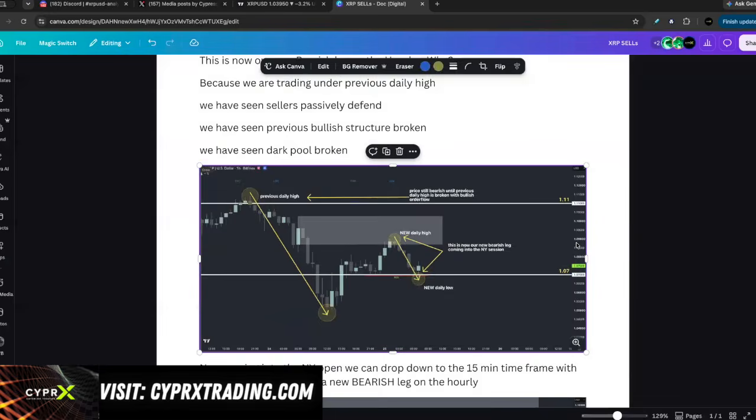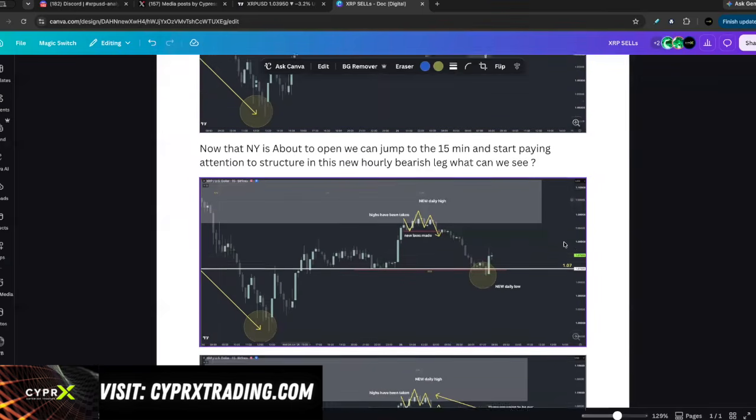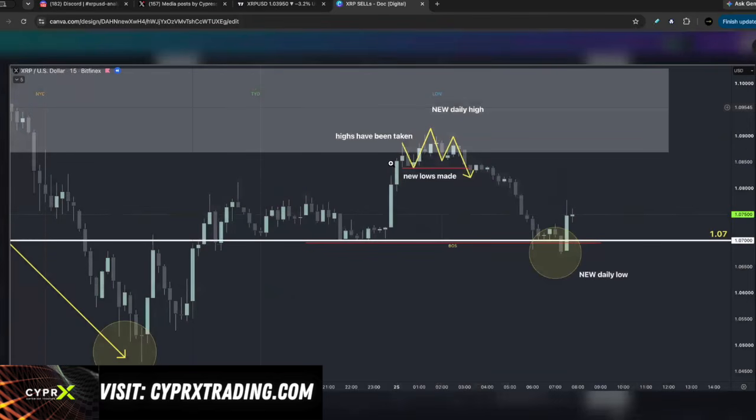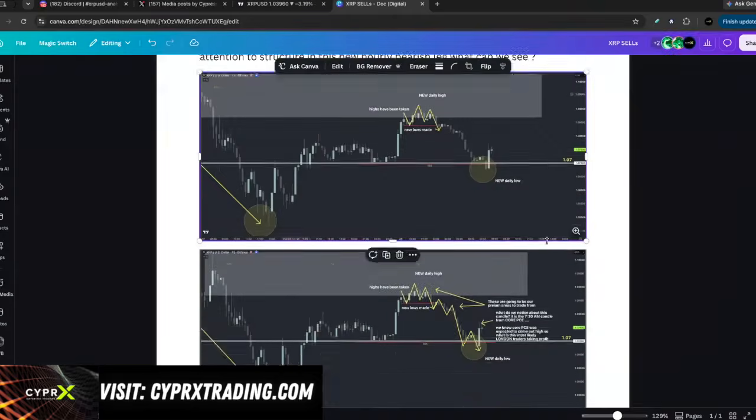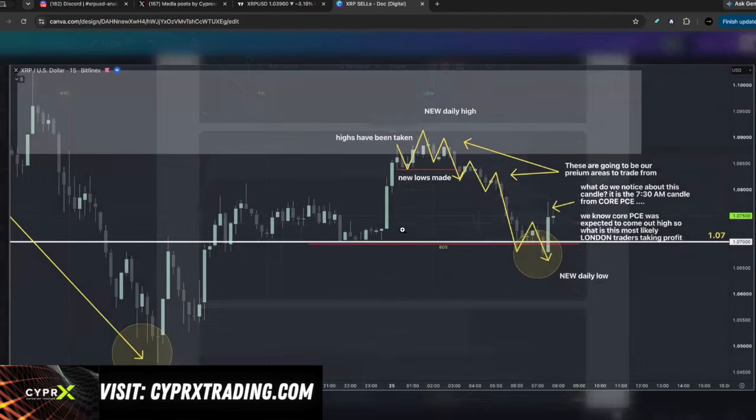So now on the 15-minute, what do we see? We see the same exact price action. We see highs being taken and new lows being made, which led to this new bearish price action from London session high, or the new daily high, down into the most recent daily low. So now these are going to be our new premium areas to trade from.